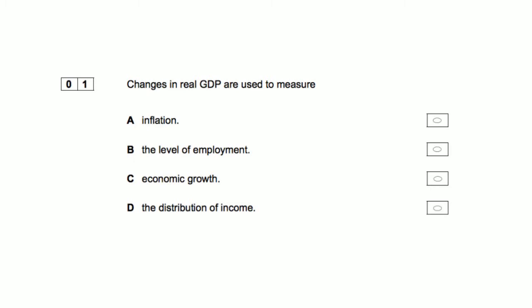Thus, the answer for this question is C. Changes in real GDP are used to measure economic growth. So I'm just going to go through the other options and explain what would measure them. With inflation, we could use the CPI or the RPI, and that will tell us how prices are changing over time. The level of unemployment could be found by using the Labour Force Survey, which will tell us how many individuals are employed. Economic growth is the answer, and the distribution of income could be found by using the Gini coefficient or something like that.